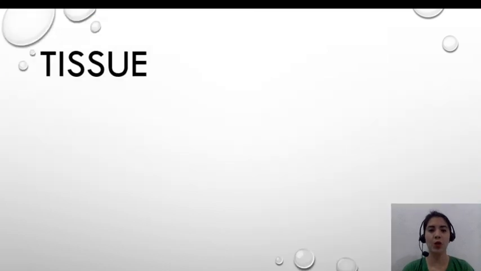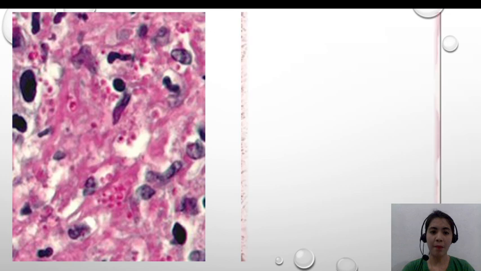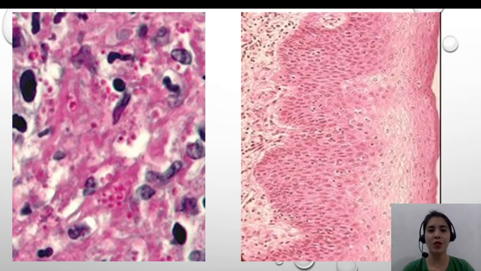Next is tissue. So, what is tissue? Tissue is a group of distinct and similar cells that carry out a specific set of functions. So, when you group the cells, makakabuo siya ngayon ng tissue. Example ng mga tissues natin na nakikita nyo sa picture, we have skin tissues. Okay? We also have cheek tissues. Okay? Yung tissue paper, iba yun ha. So, hindi siya kabilang dito sa levels of organization natin. So, we are talking about biology.